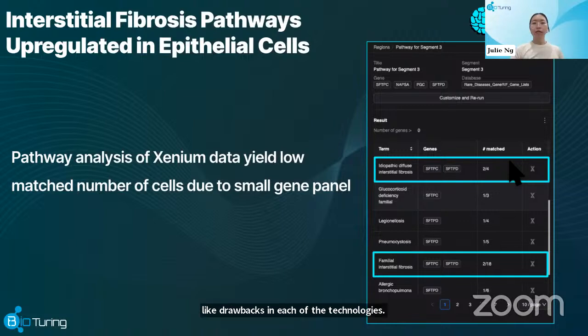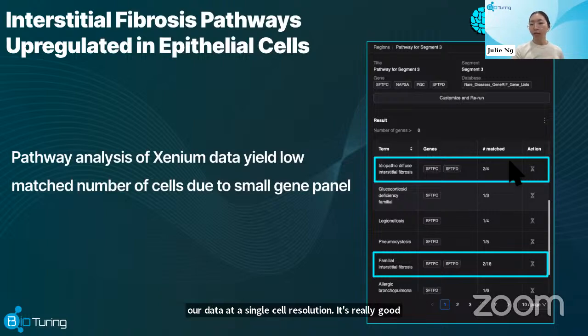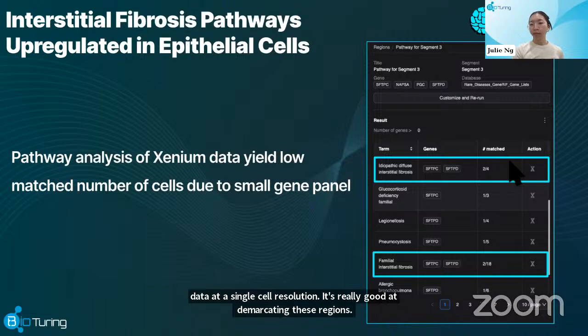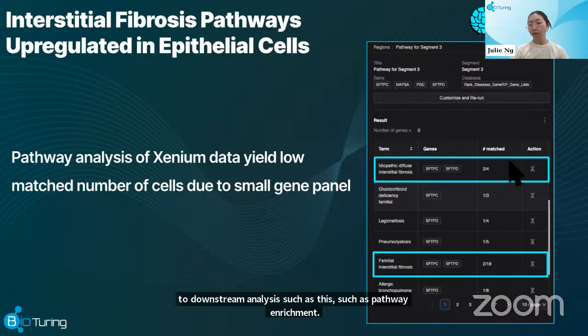Right. So I think this is a good way just to demonstrate the benefits of each technology and the drawbacks of some. With Xenium, since we have our data at single cell resolution, it's really good at demarcating these regions very specifically. However, it comes at a trade-off of a smaller gene panel. Whereas with Visium data, we don't get single cell resolution. However, we get a much, much larger gene panel. So it may be more suitable to downstream analysis such as pathway enrichment, so that we can get more defined results.